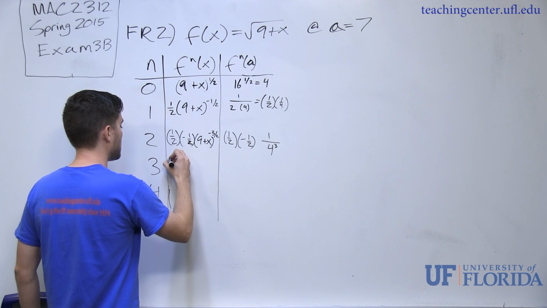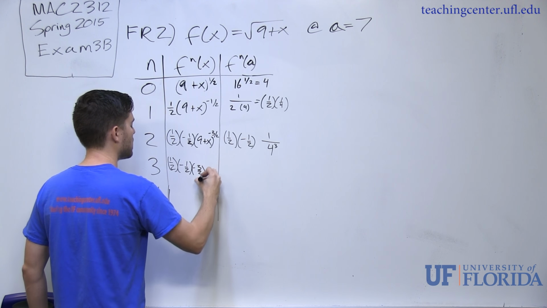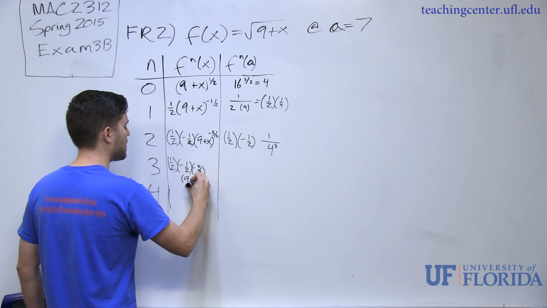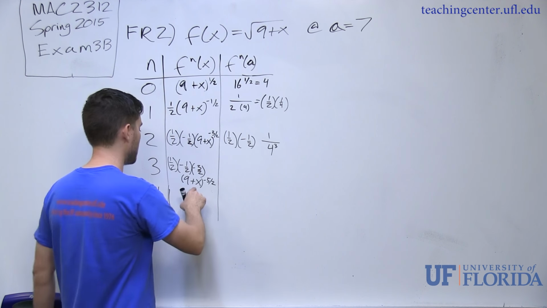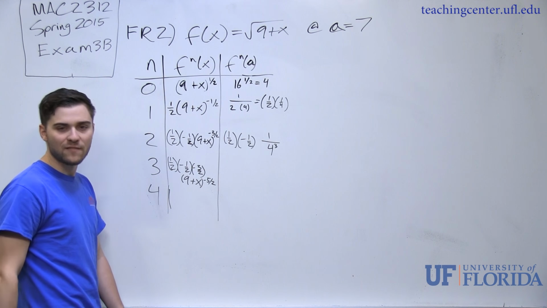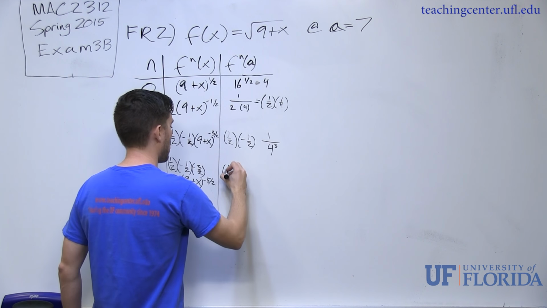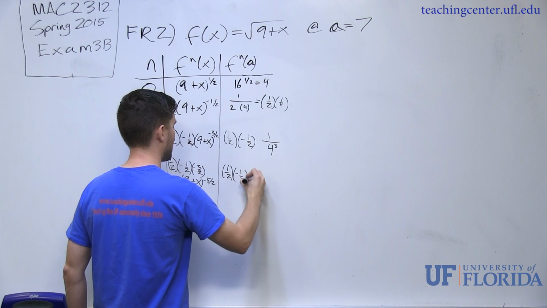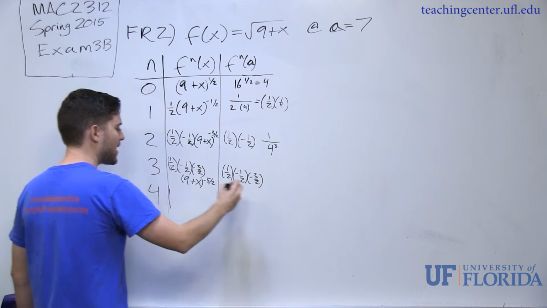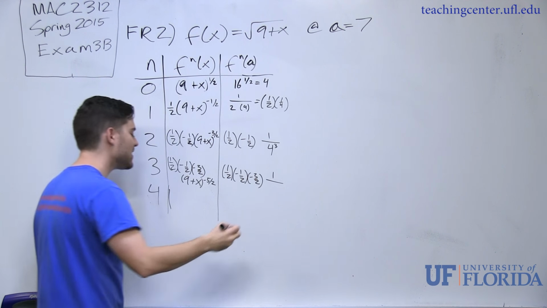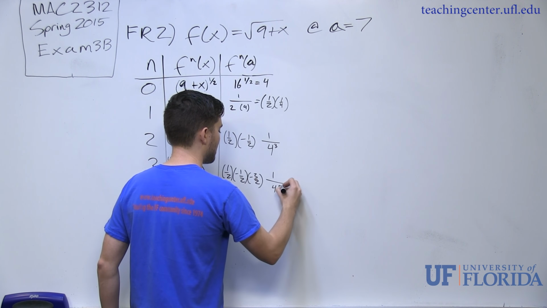So the next term would be 1/2 times negative 1/2 times negative 3 over 2 times 9 plus x to the negative 5 over 2. Well, at least the derivatives are easy to take, so we have that working in our favor. So now I end up getting 1/2, negative 1/2, negative 3 over 2. And when I plug this in, I end up getting 1 over 16 to the 5 over 2, so I end up getting 4 to the 5th.